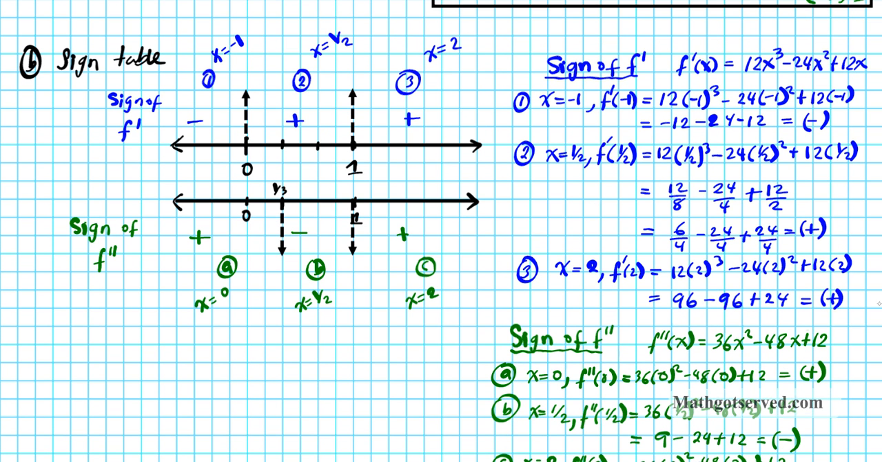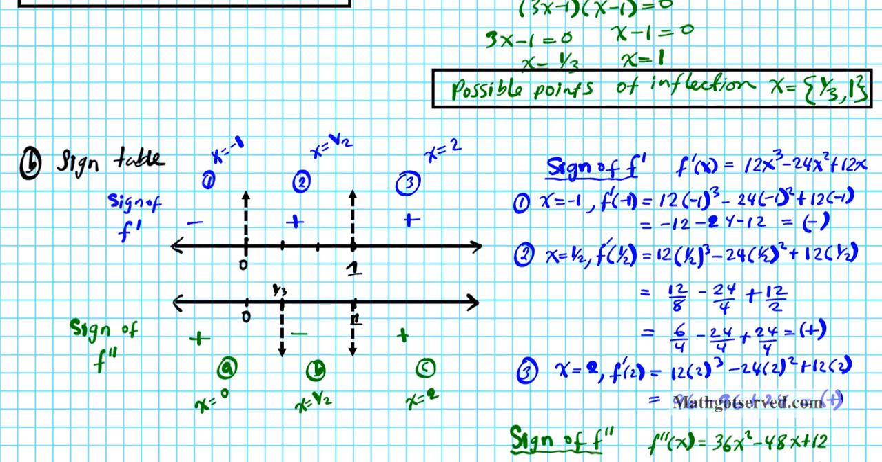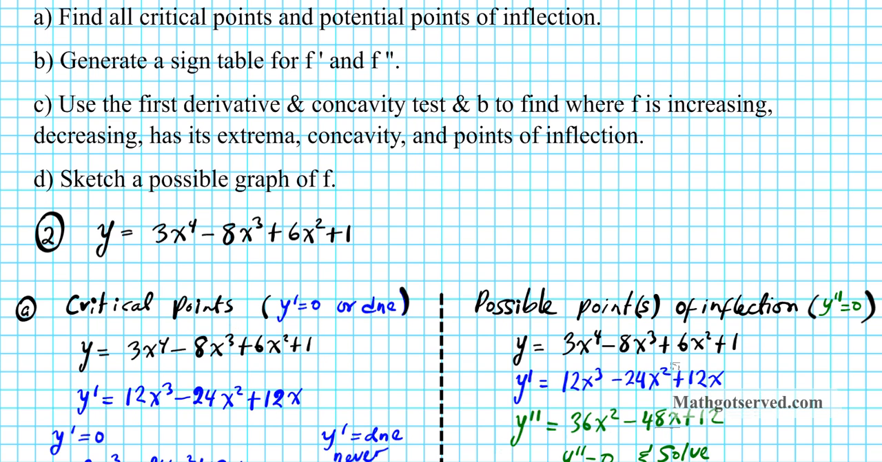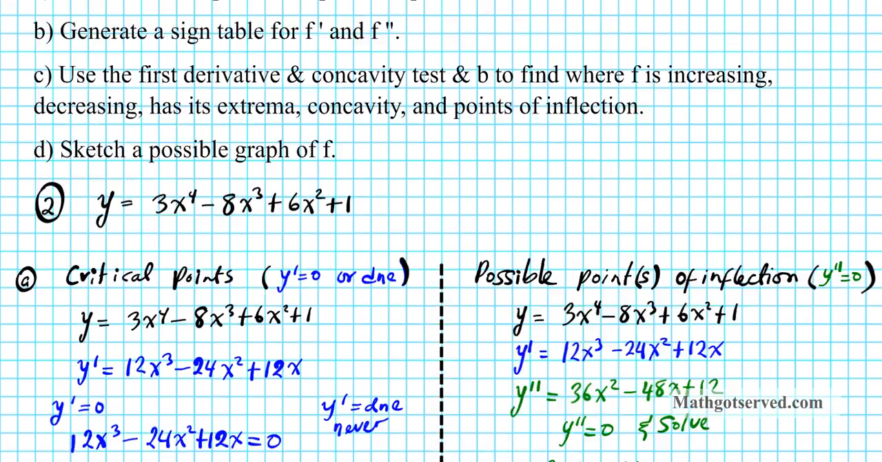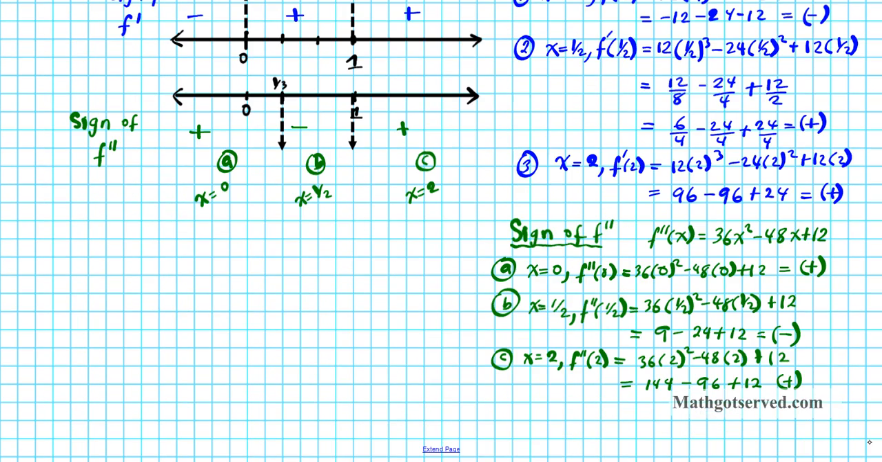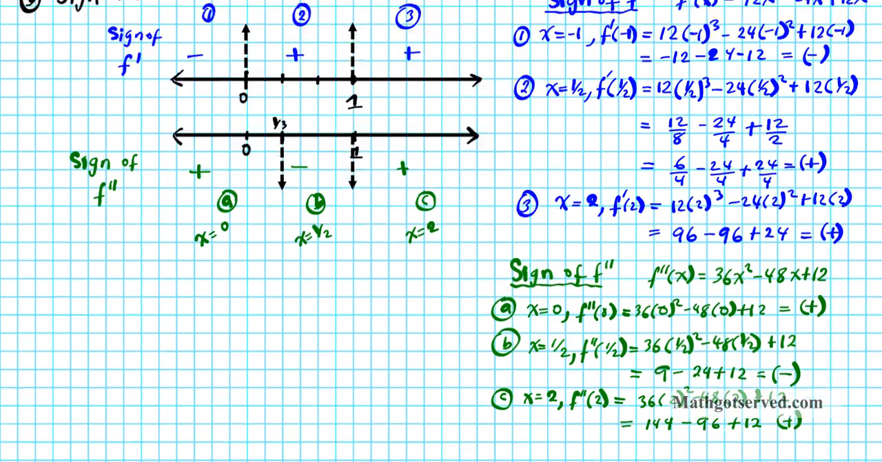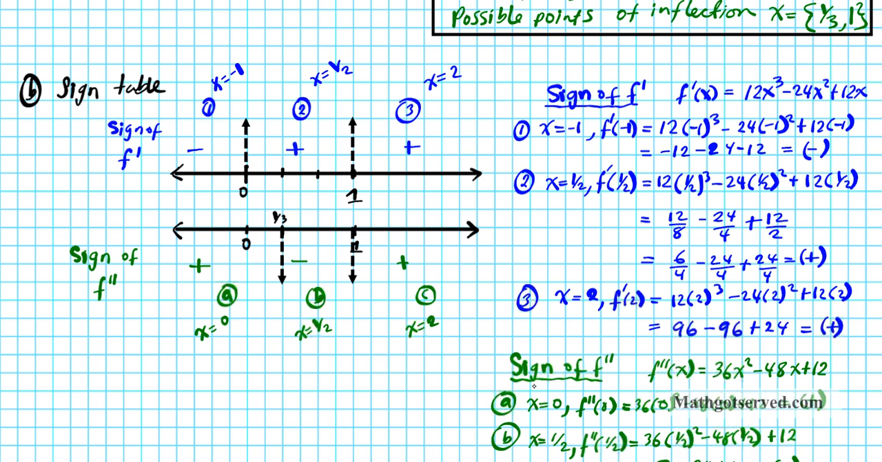Okay, so we are done with part B, creating our sign chart. Now we can go ahead and advance to part C, which involves describing the behavior of f. Okay, so let's go back up to part C. It says use the first derivative and concavity test, and part B to say where it's increasing, decreasing, extrema, concavity, and points of inflection. All right, so let's start off with where it's increasing and decreasing.